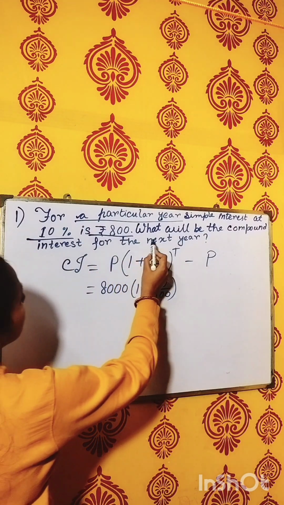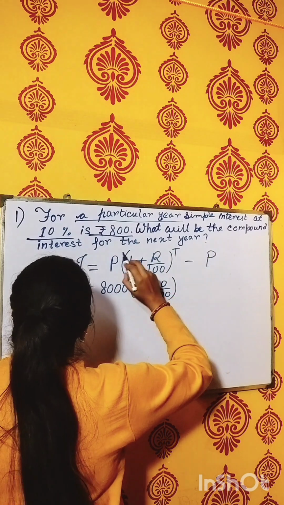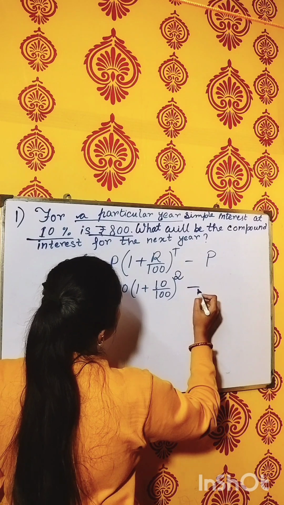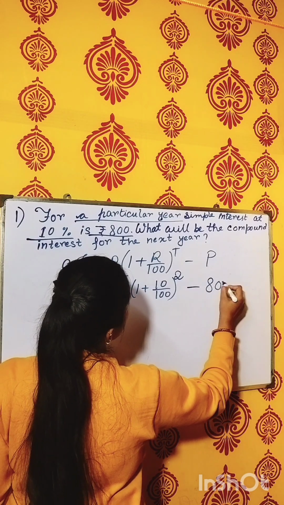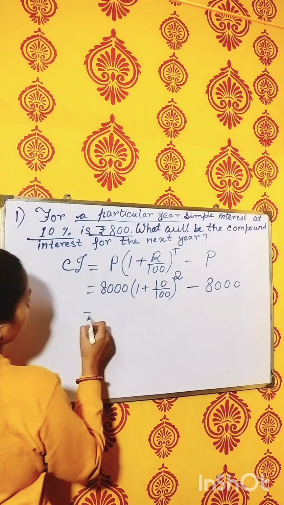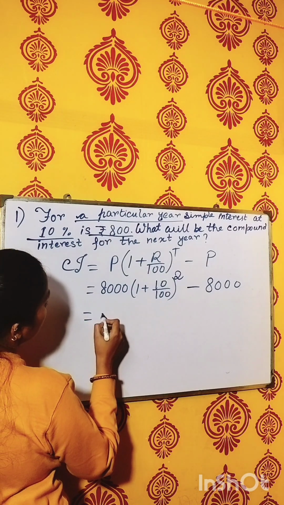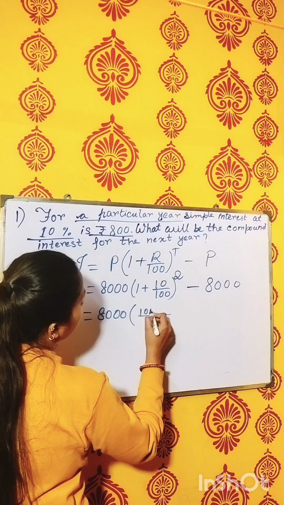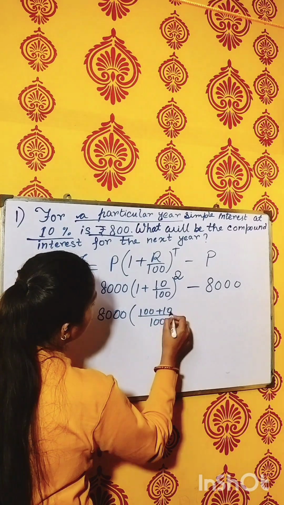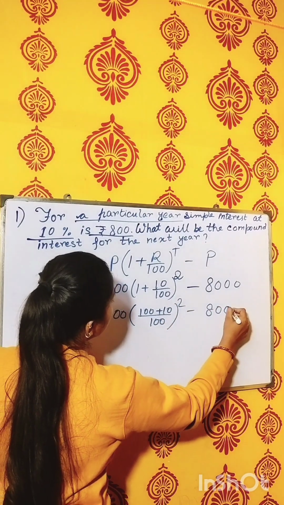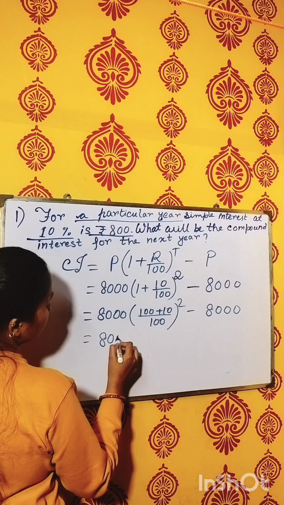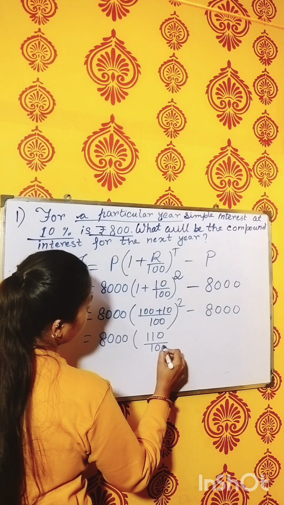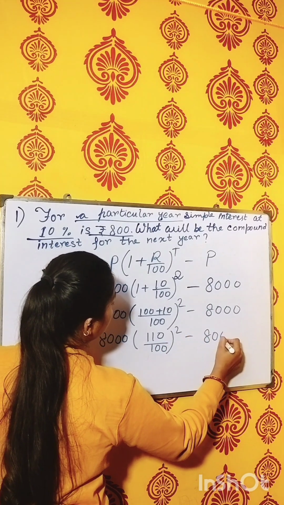As they have already said, what will be the compound interest for the next year, so we put the time equal to 2 years and the principal equal to 8,000. Now this equals 8,000 multiplied by ((100 plus 10) divided by 100) whole square, minus 8,000. That is 8,000 multiplied by (110 divided by 100) whole square, minus 8,000.